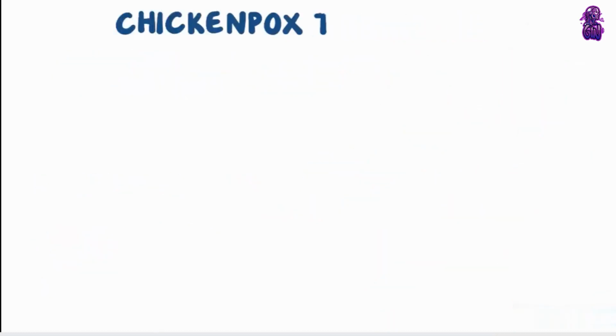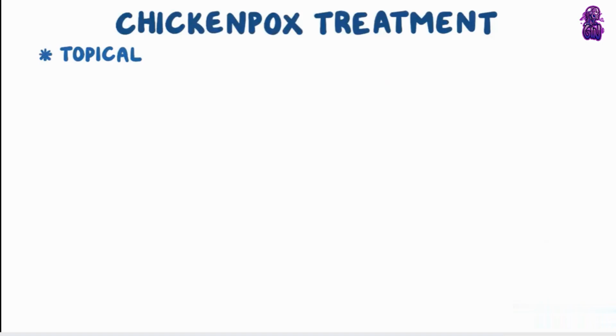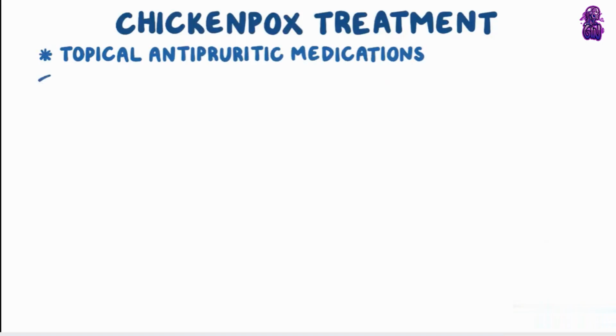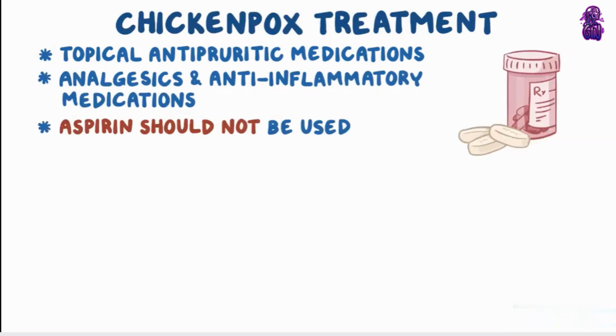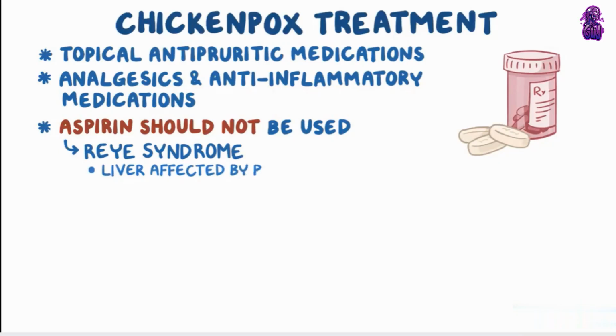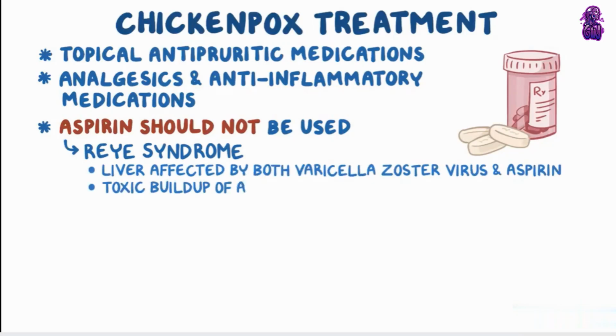Chickenpox treatment mainly includes the use of topical antipyretic medications to help reduce the itching. Also, analgesics and anti-inflammatory medications can help reduce the fever, but aspirin should not be used in someone with chickenpox because it can trigger Reye syndrome. In Reye syndrome, the liver gets affected by both varicella zoster virus and aspirin, and it leads to a buildup of ammonia in the body.